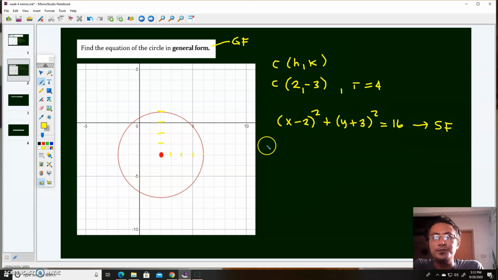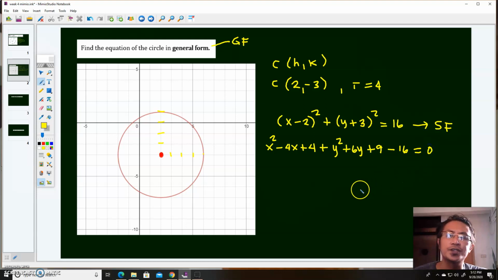So just expand. We have x squared minus 4x plus 4. It's expanding the binomial. Now y plus 3 squared is y squared plus 6y plus 9. Now, the right side must be 0, so this 16 here on the right side, let's subtract 16 both sides. That will be minus 16, 0.